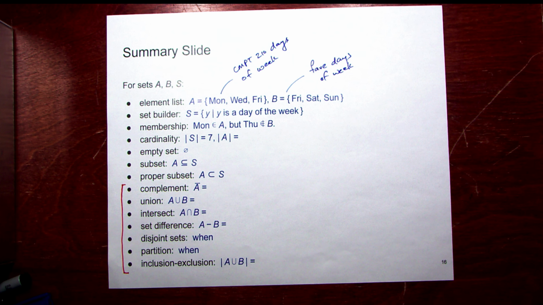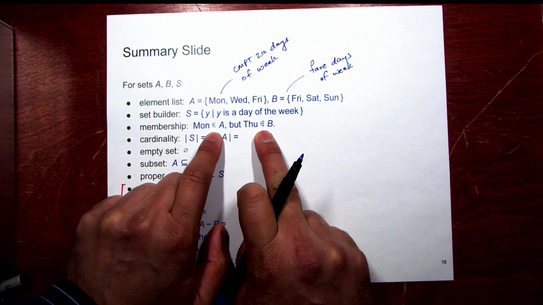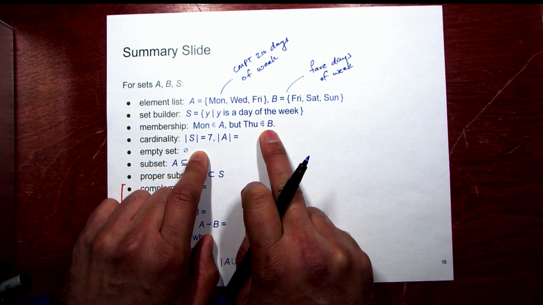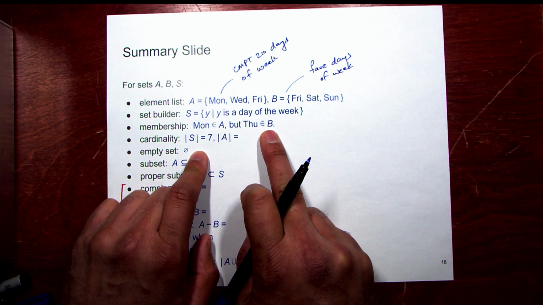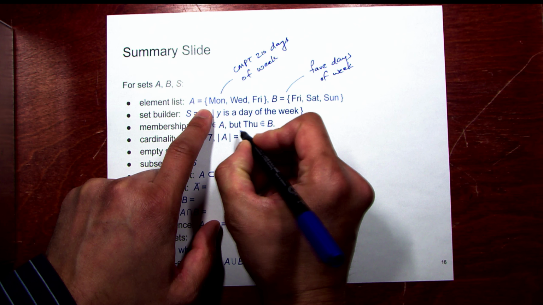Anyway, S, our universe, our grand set, is all the days of the week: Monday, Tuesday, Wednesday, Thursday, Friday, Saturday, Sunday. And we have membership. This little E symbol, or an E with a cross through it, denotes membership. Monday's in A, Thursday's not in B, Thursday's also not in A. Cardinality denotes set size, and the size of S is 7 days in a week. The sizes of A and B are both the same. They're 3.